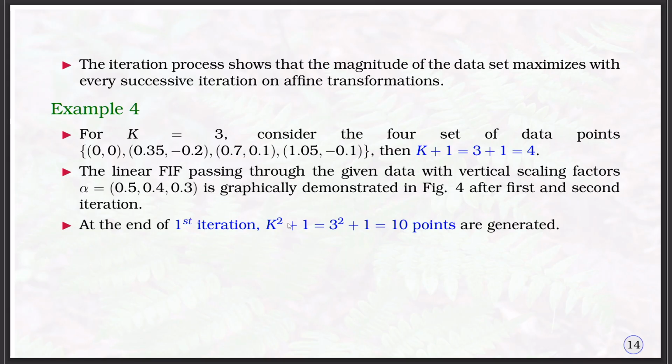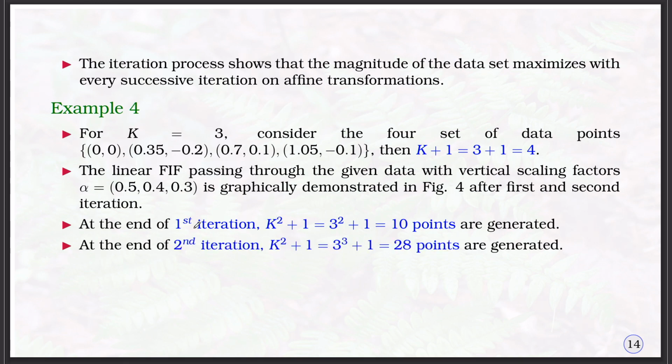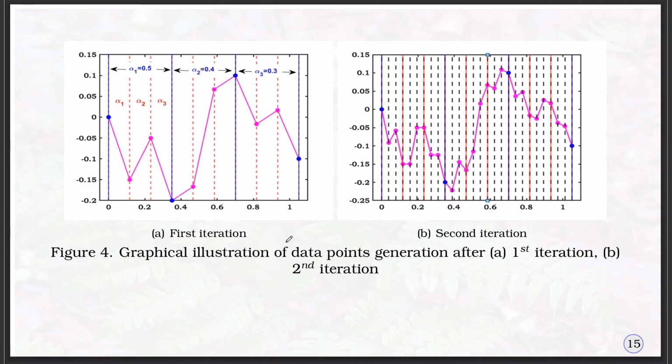Now, here we are taking k plus 1 as 4. So, that means k is 3. So, after the first iteration, k square plus 1, that means 3 power 2 plus 1, totally 10 points will be generated. At the end of the second iteration we will get k cube plus 1 number of data points. So, 27 plus 1, 28. It is not k square, it is k cube. Then you can see this is the data point.